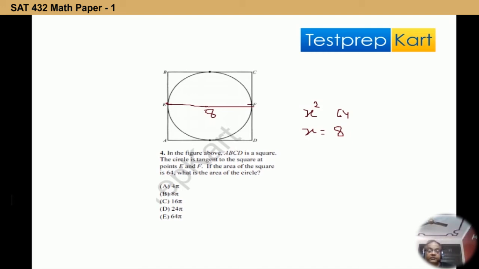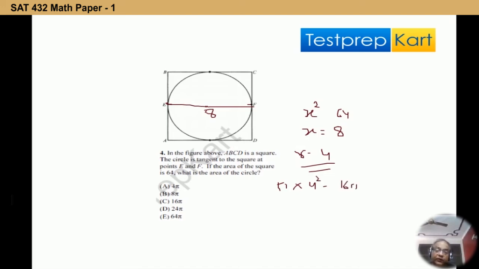And that gives me the diameter of the circle is 8. So when the diameter of the circle is 8, what is the radius of the circle? So the radius of the given circle is equal to 4, and the area of the circle is pi into r square. Pi into r square means pi into 4 square, which is equal to 16 pi.